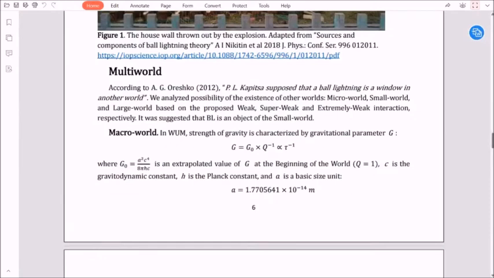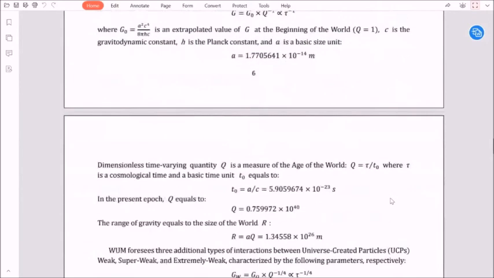Macro world, in which the strength of gravity is characterized by gravitational parameter g, where g0 has the fixed expression, is an extrapolated value of g at the beginning of the world. T is the gravitodynamic constant, H is the Planck constant, and A is a basic size unit about 10^-14 meters.